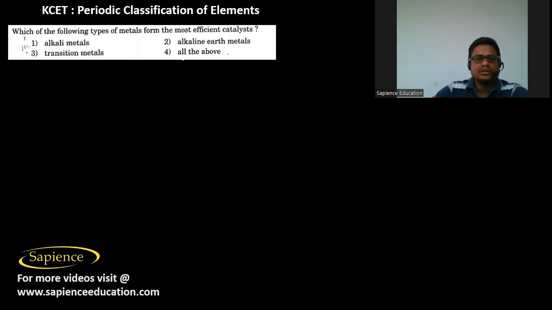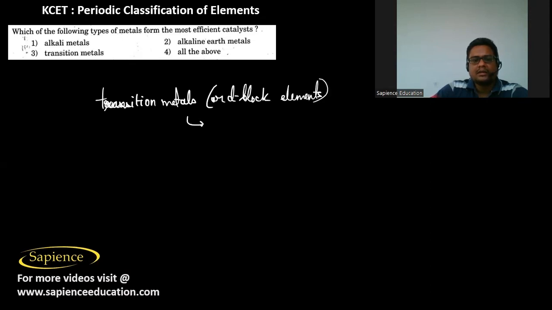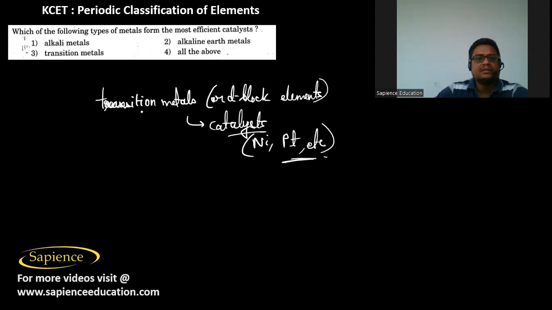Then here it is asked which of the following types of metals form the most efficient catalysts. So the transition metals, or the D block elements, form the most efficient catalysts. For example, we have nickel, platinum, etc. These are the catalysts which are often used. So they are the transition metals or the D block elements. So option 3 is the correct answer.